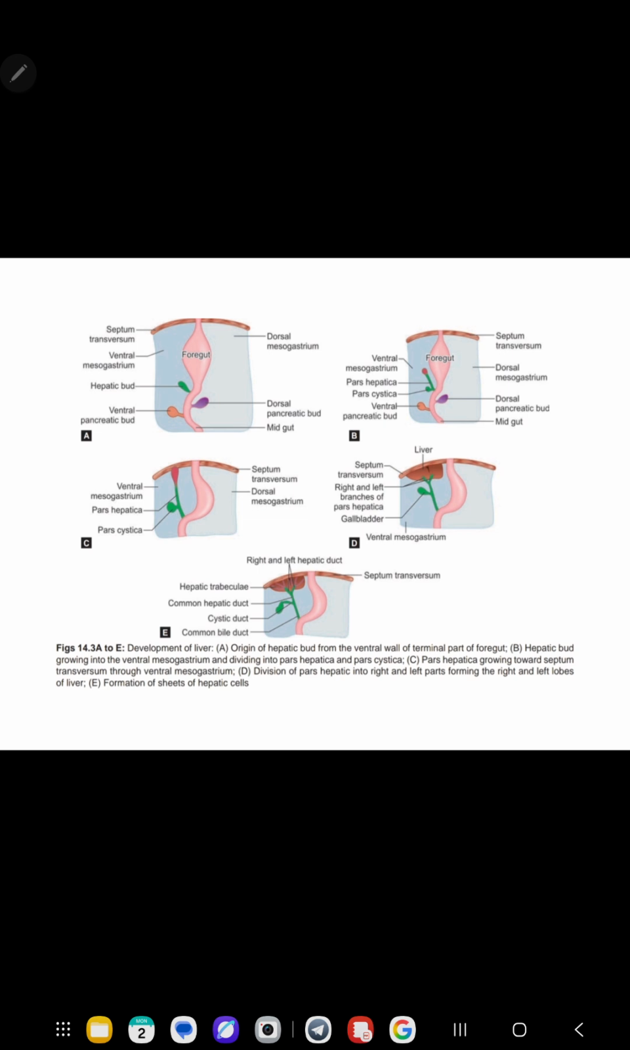The hepatic bud is arising in the ventral wall, and it is divided into pars hepatica and pars cystica. Pars hepatica is growing through the ventral mesogastrium towards the septum transversum, and it will later form the right and left lobe of liver and also the right and left hepatic ducts, whereas pars cystica will develop into gallbladder and the cystic duct.